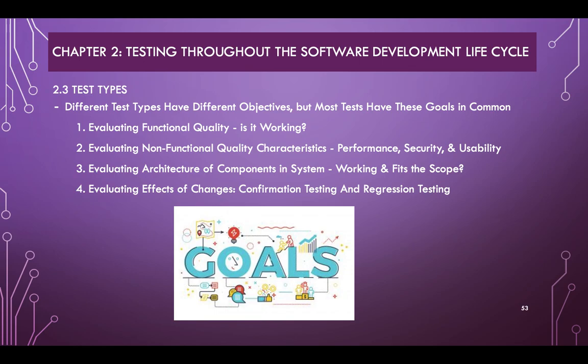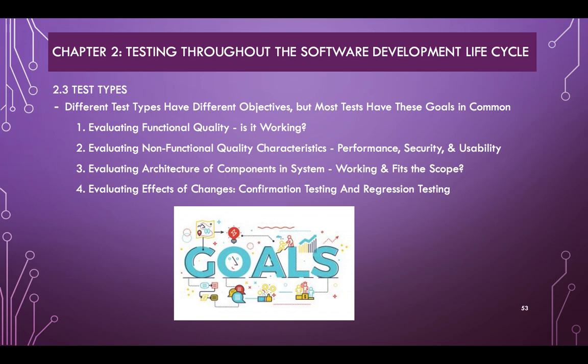Different test types have different objectives, but most test types have the following goals in common. 1. Evaluating functional quality, like checking to make sure a feature or the entire system is working. 2. Evaluating non-functional quality characteristics, like checking the performance, security, and usability of the software.